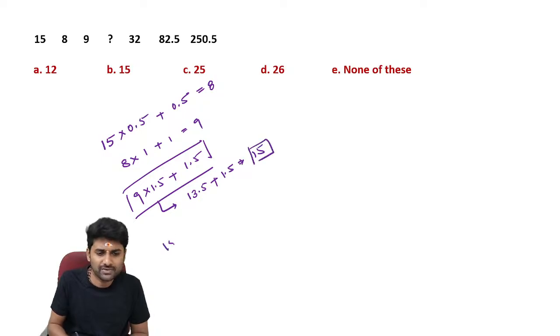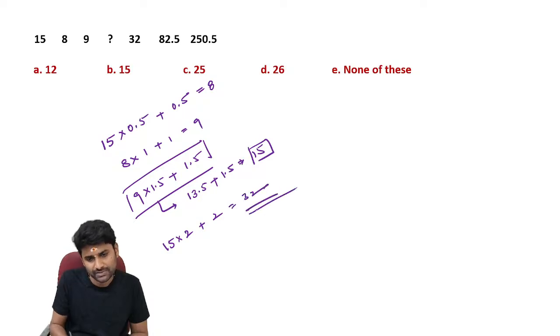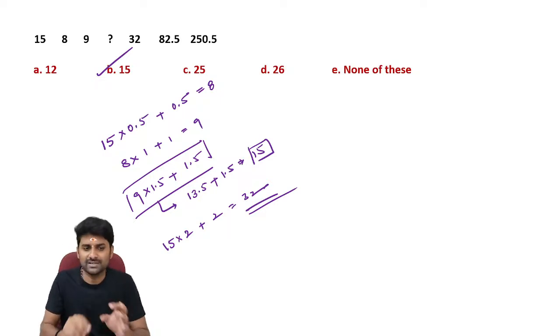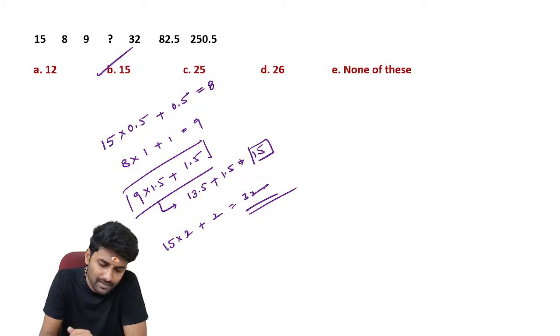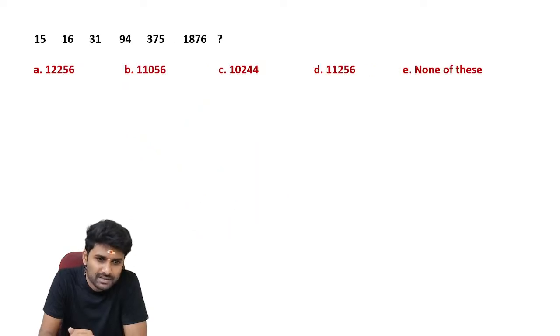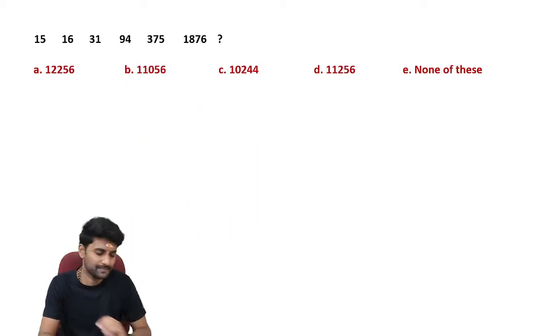So if you are interested, you can verify the next one. 15 into 2 plus 2 is equal to 32. So definitely you can directly replace that question mark with 15. So 15 is the replacing number. Next, answer this question.